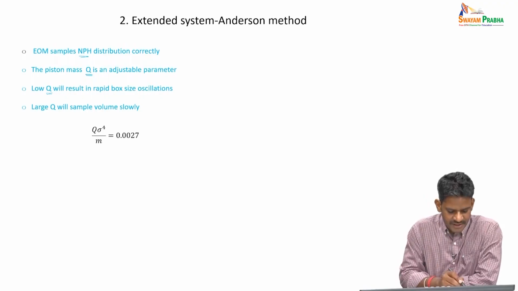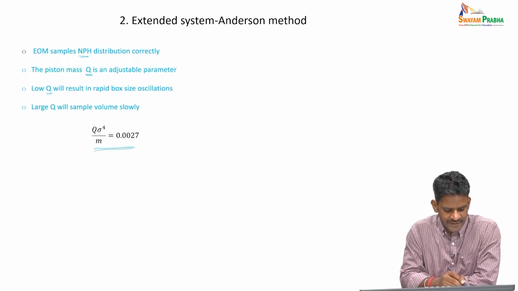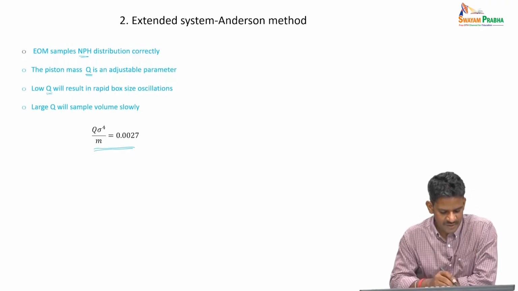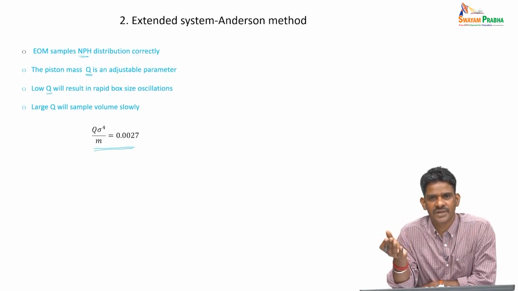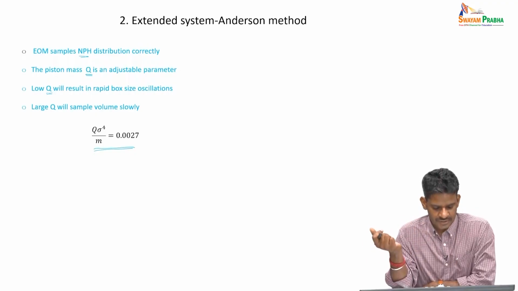So one particular study showed that this value of Q can be set to some value like 0.0027, but again, for any given system, one has to do a sensitivity analysis of how to choose Q values and whether these Q values have any correlation with the measured properties or not.